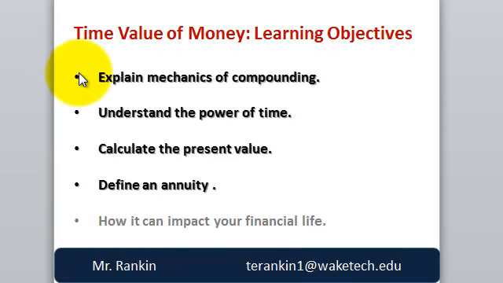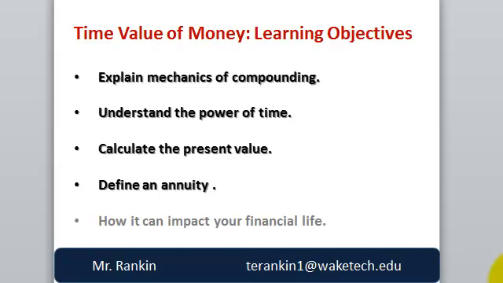We're going to discuss Chapter 3, the time value of money. The learning objectives per the book are to explain the mechanics of compounding, understand the power of time, calculate the present value. We're going to define an annuity, and I've added one. We're going to talk about how it can impact your financial life. We're not going to touch on all of these, but in this short video, we're going to give you hopefully a quick overview of the chapter.